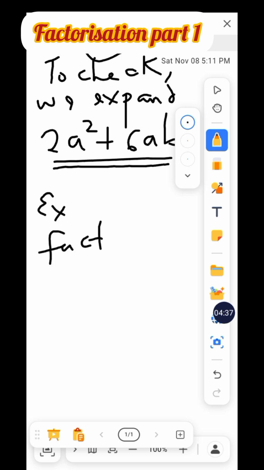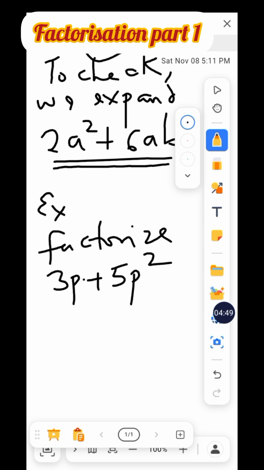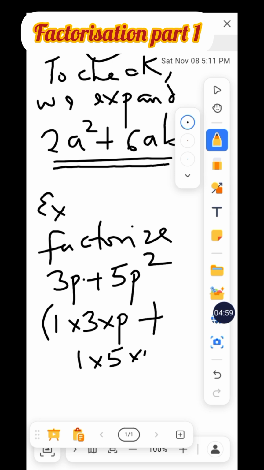If you are asked to factorize 3p plus 5p square, we'll break it down. Our 3p can be broken down into 1 times 3 times p, plus our 5p square can be broken down into 1 times 5 times p times p. Then we look for what is common here. p is common, p is common.